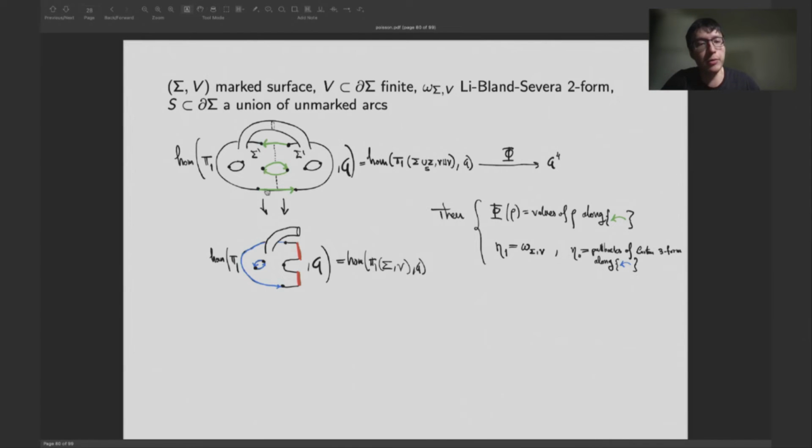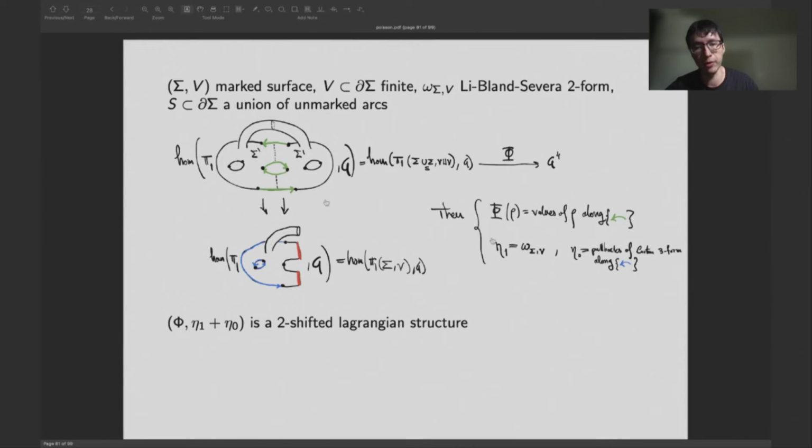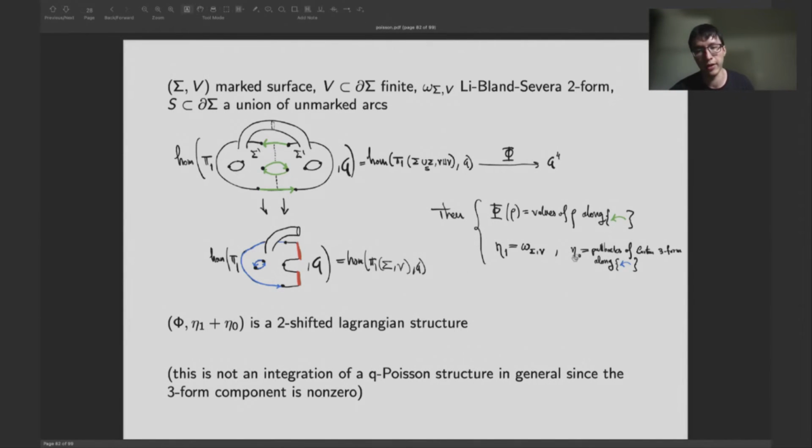Now the groupoid structure is defined just as before: source and target maps are given by restricting a G bundle to each of the copies, and multiplication is given by gluing the G bundles. The moment map is given by taking a representation to its values along these green arcs that I described here, that are the arcs that go from one copy of the surface to the other. And the Lagrangian structure is given by, as I said, the Leblanc-Severa two form on this space of arrows. And the three form component is given by the pullbacks of the Cartan three form along the values of a representation on these blue arcs. So in general, this is an integration of a quasi-Poisson structure since we have a non-zero three form in general.